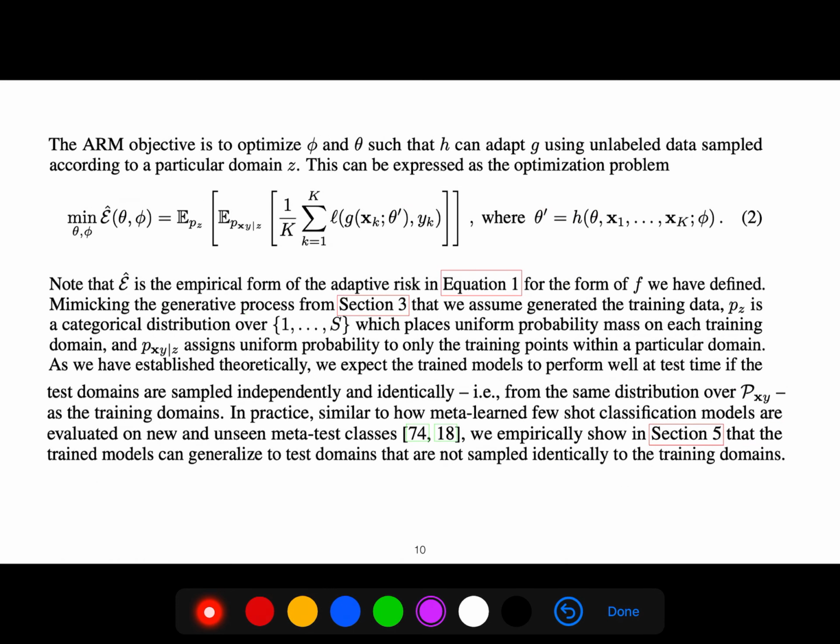The ARM objective is to optimize phi and theta such that H can adapt G using unlabeled data samples. Note that this is the empirical form of adaptive risk for the form of F we have defined. Mimicking the generative process that generated the training data, we assume P sub z is a categorical distribution which places uniform probability mass on its training domains.